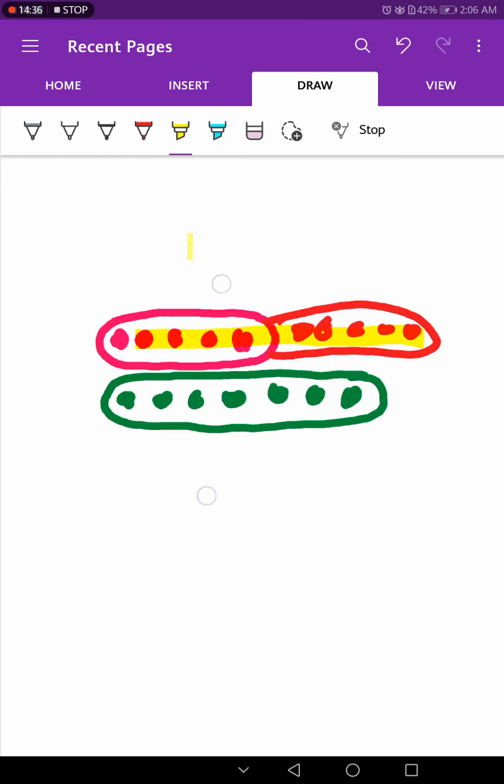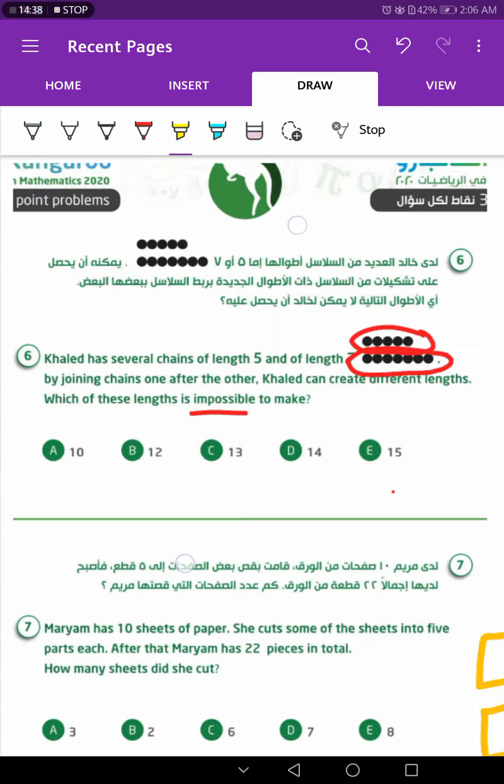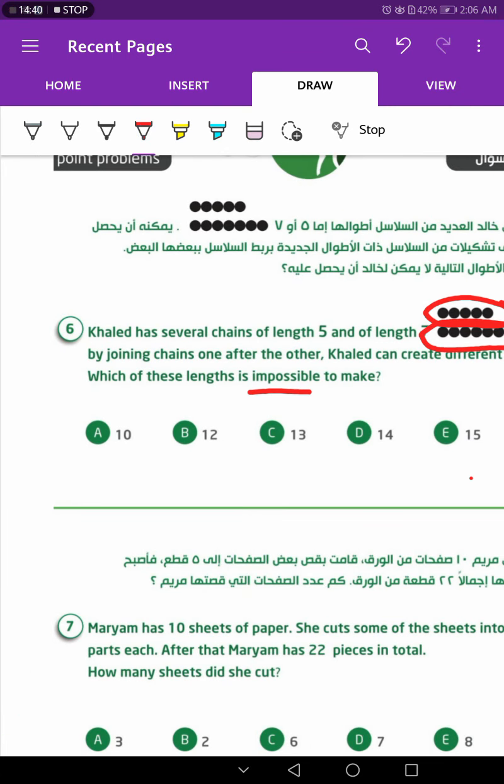Count 10. That means this is possible, because if you join two chains of 5, you will get 10. But he asked you about impossible, remember. Now what about the 12? How can you form the 12 chain?